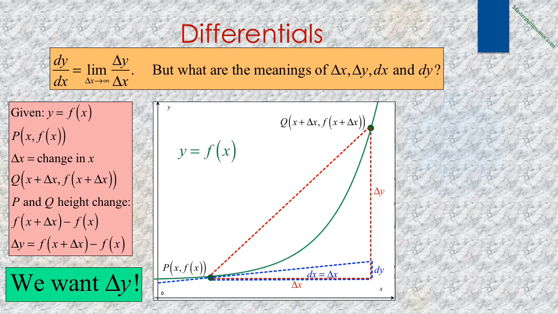Now we draw the tangent line through P and extend this tangent line to the dotted vertical line and complete the small blue triangle. We call the base of this triangle dx. Note that the bases of the large red and small blue triangles are the same, so delta x is the same as dx. But the heights of the large and small triangles are not the same, far from it, and we will call the height of the small triangle dy.